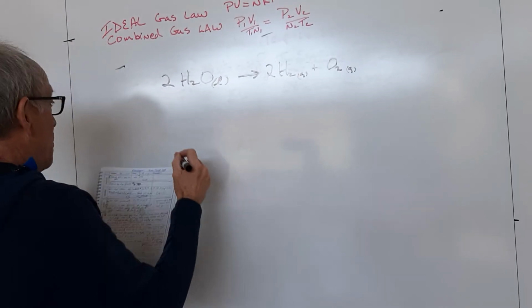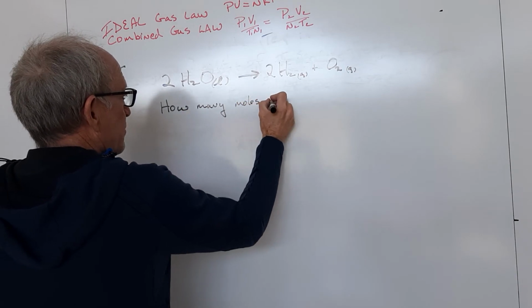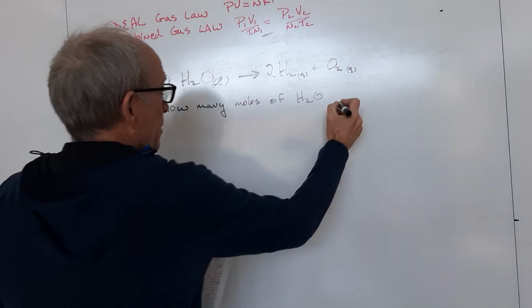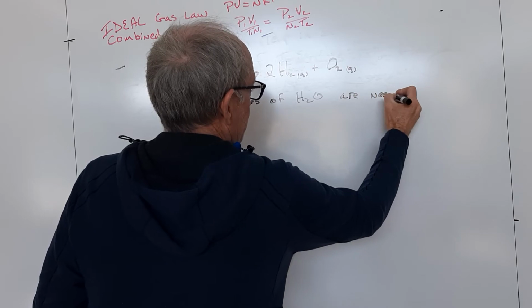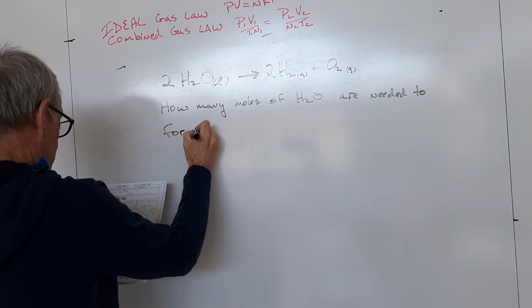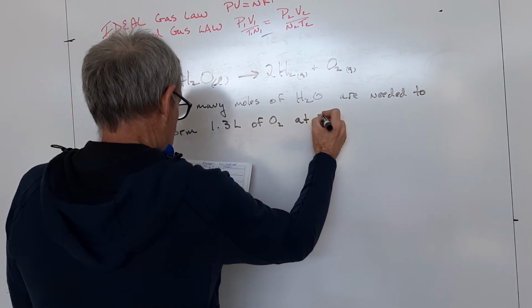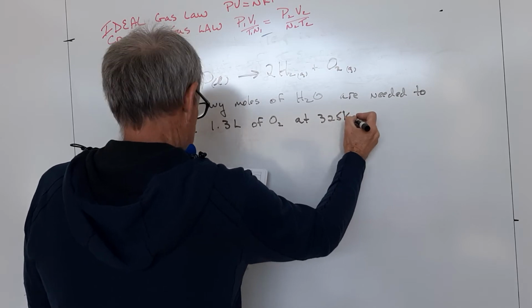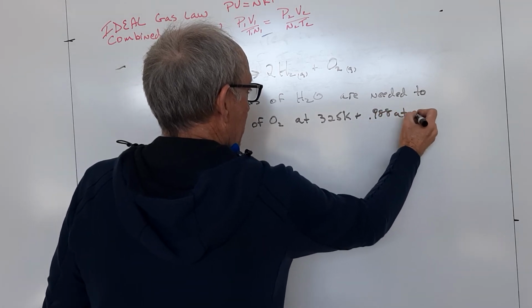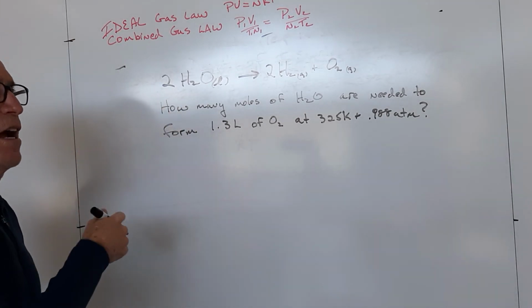Okay, how many moles of H2O are required, are needed to form 1.3 liters of O2 at 325 Kelvin and 0.988 atm? Once again, shut it off, try it.